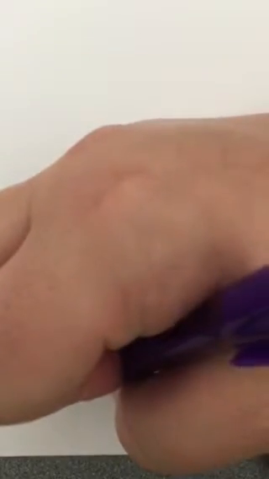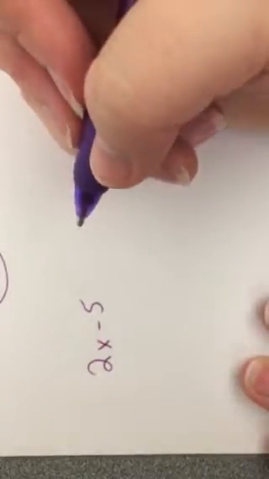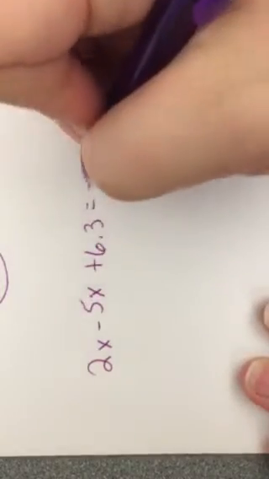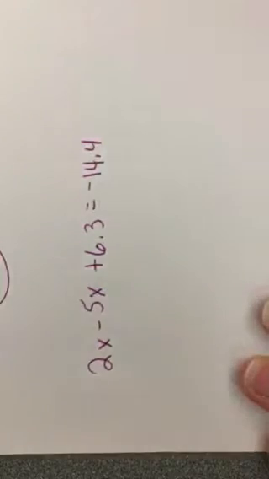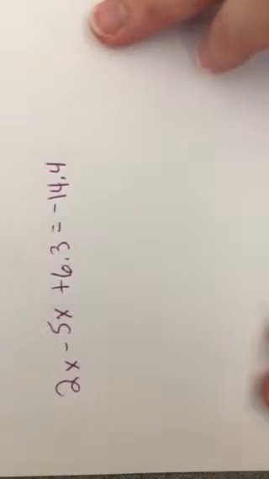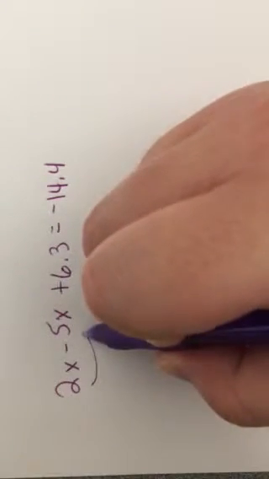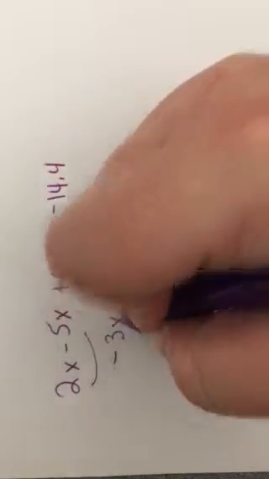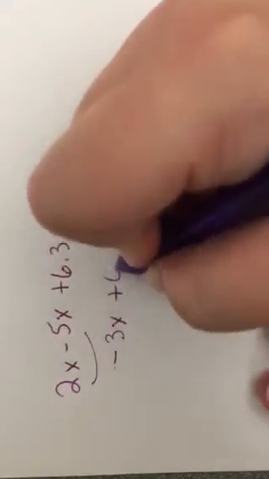All right, so let's say we have 2x minus 5x plus 6.3 equals negative 14.4. All right, so they're throwing some decimals at us here. Same process on this problem. You want to combine your like terms first. So 2x minus 5x is going to give us negative 3x. Bring down what we have.